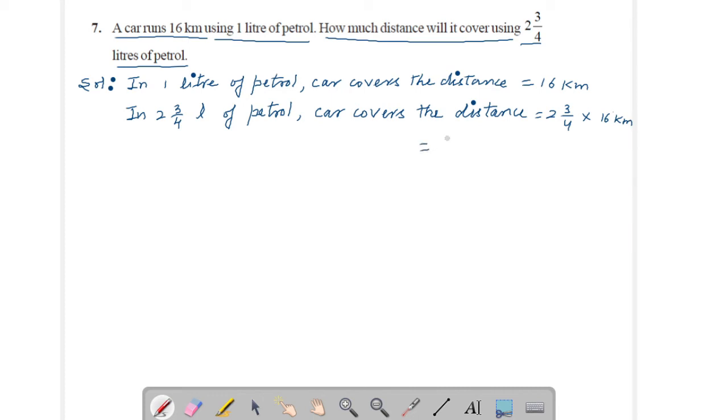Here convert the mixed fraction into an improper fraction. It can be written as (2 times 4 is 8, plus 3) 11 upon 4 into 16 km. Here you can cancel 4 and 16 by 4. 4 ones are 4, 4 fours are 16. Multiply 11 into 4, 44 kilometers.